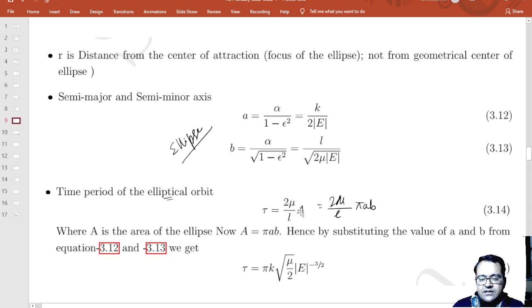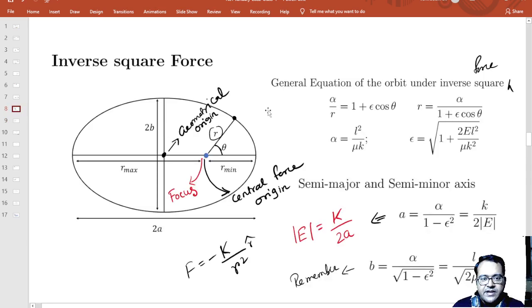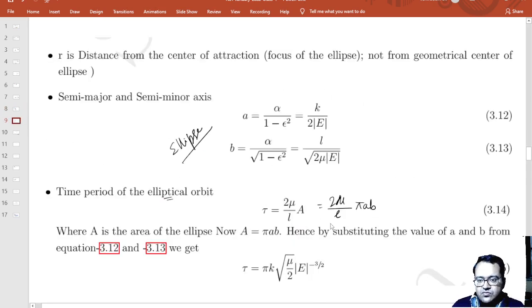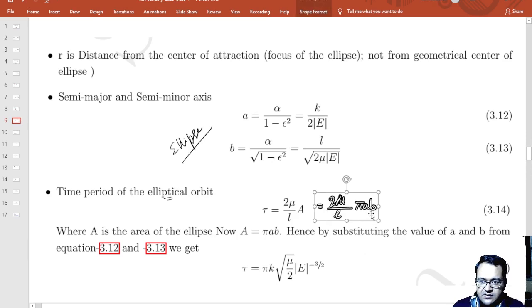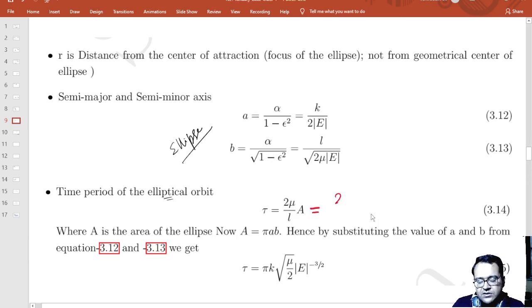The time period of the elliptical orbit is 2 mu by angular momentum into A, where A is the area. So this will be 2 mu by L pi AB. I will write this again just to draw your kind attention here. This is pi AB. Sometimes I do repetition to keep your attention.